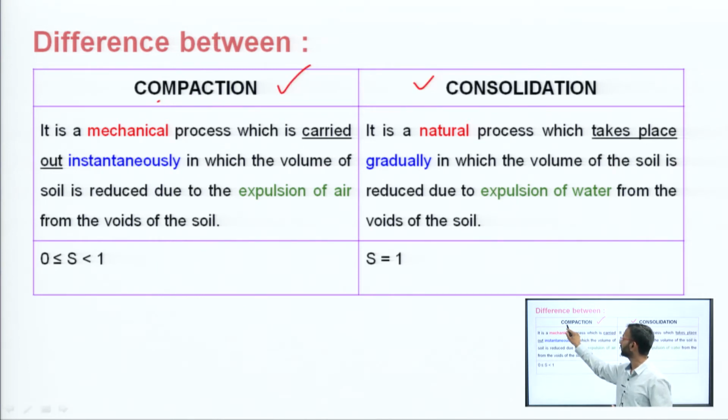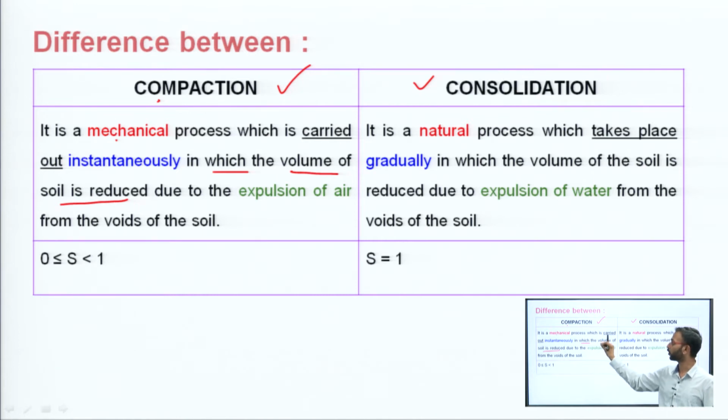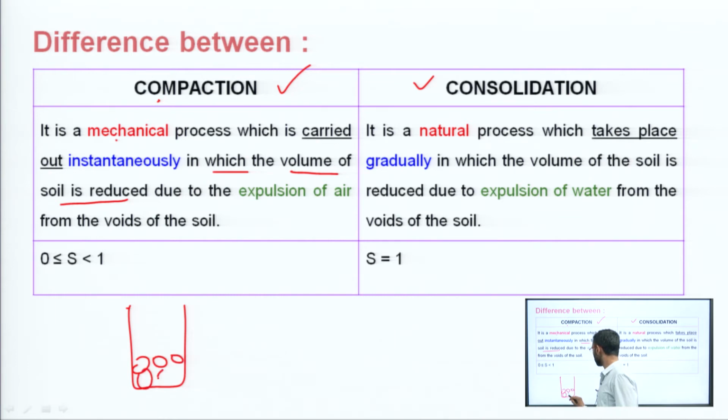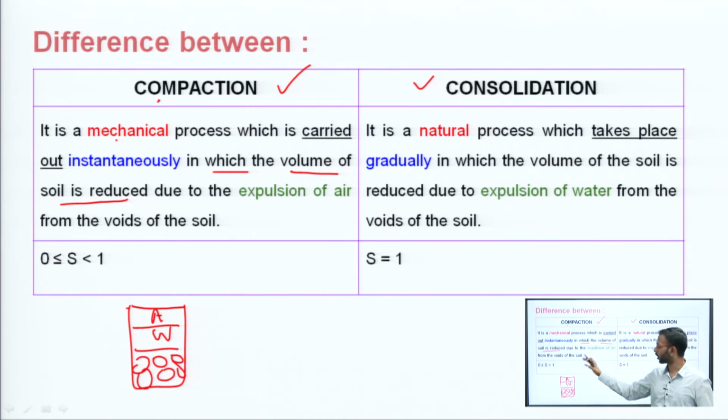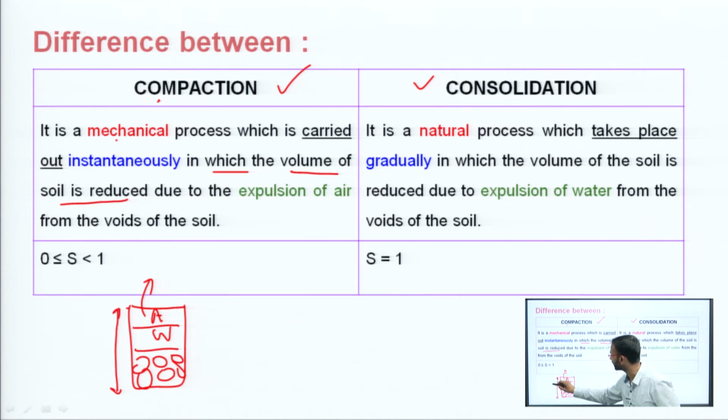In compaction, we go on with the definition first. It is a mechanical process, the very first thing, which is carried out instantaneously, in which the volume of soil is reduced. Okay, remember this point here, due to the expulsion of air. So, the cause of volume reduction is the expulsion of air from the voids of the soil. So, you know already that what does the soil comprise of? Soil comprises of the solids, and what happens then? It contains the water, and then what is there? Air. So, if you are trying to compact soil, what happens? The air is expelled out, and the volume of the soil that was initially, let us say V, will somewhat get reduced.